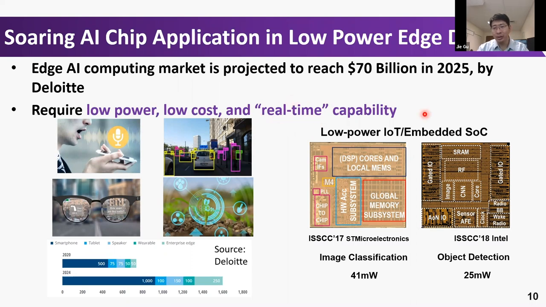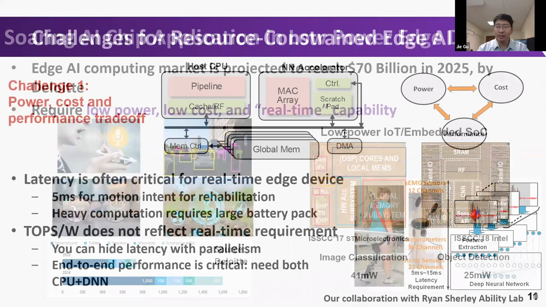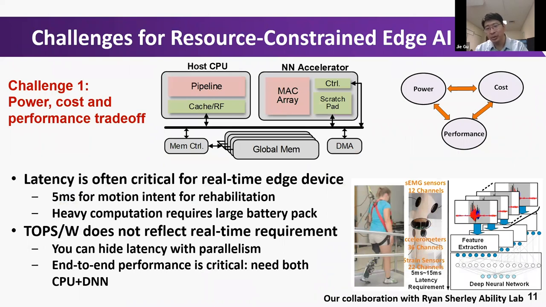If you look at the recent solid state circuits conference, people have already demonstrated a lot of really low power IoT-type embedded devices or chips that can perform CNN operation. So definitely there's a lot of development and also opportunities at the low power end for AI chips. Now, I want to introduce our motivation for doing this work, which is really some challenges that we see in developing resource-constrained edge AI devices.